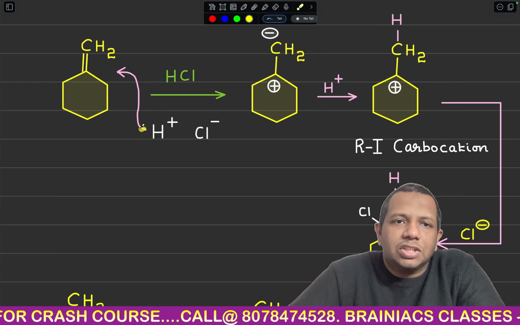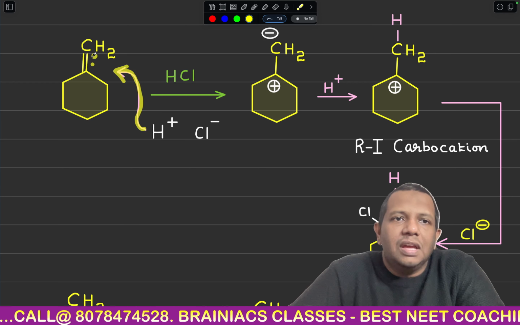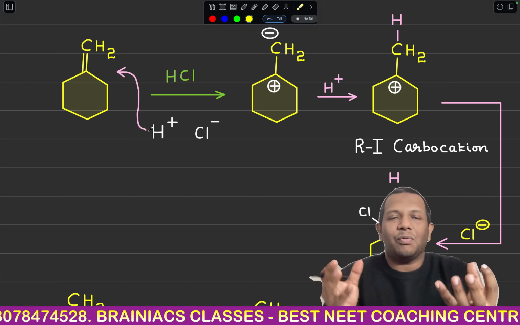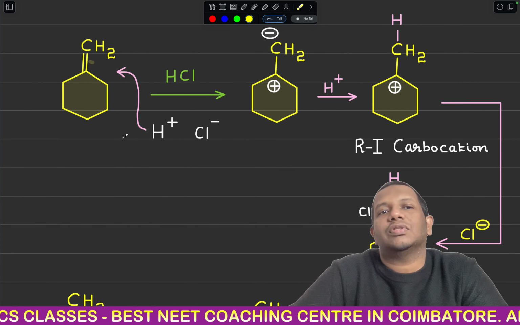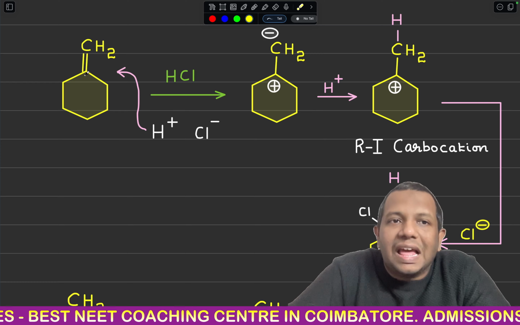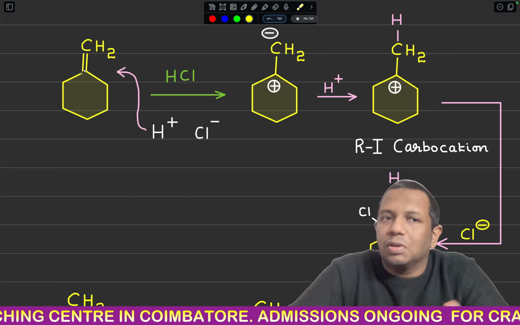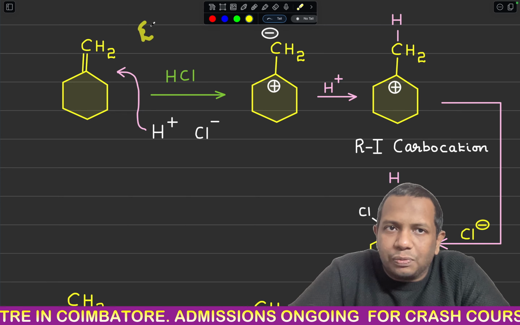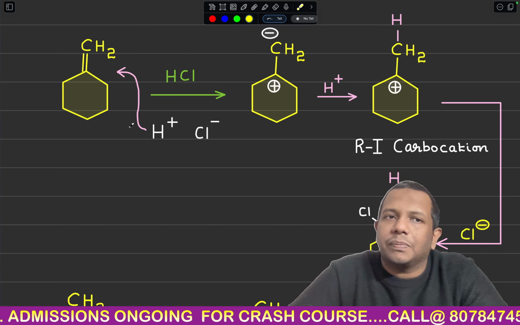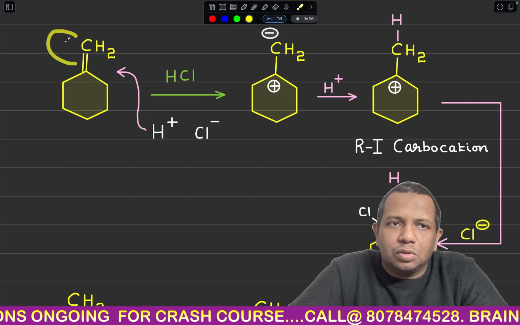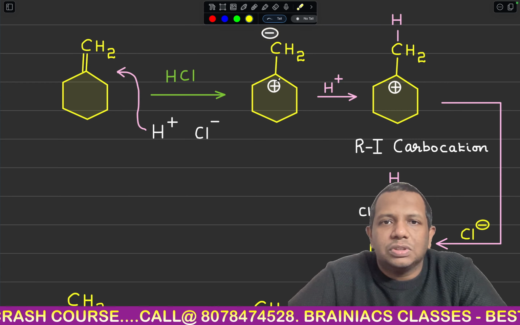Now the H plus will approach the pi bond. The pi bond will have a Coulombic attraction from the positive charge, so it will undergo ionization. The ionization will happen in such a way that you get a stable carbocation, because it is an electrophilic addition reaction, since the electrophile is first approaching the pi bond. Now this will polarize towards the top, so a negative charge will come here and a positive charge will come here.